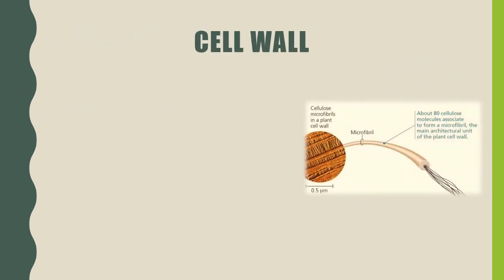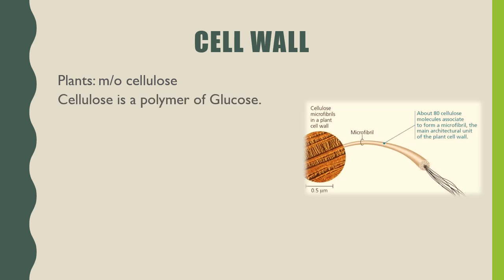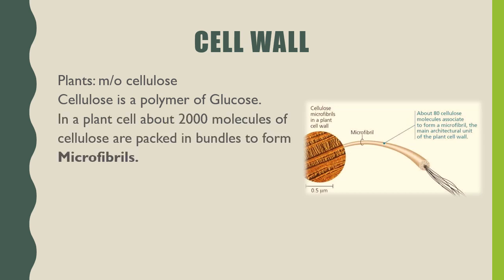The structure of cell wall specifically in plants. Now, plant cell wall is made up of cellulose. Now, this cellulose is a polymer or a homopolymer of glucose. You must recall the lesson you've done in class 7 or 8, I believe, where you studied about polymers. So, cellulose is a homopolymer of glucose. In a plant cell, about 2000 molecules of cellulose are packed in bundles to form microfibrils. So, these are the cellulose threads which are packed as microfibrils.